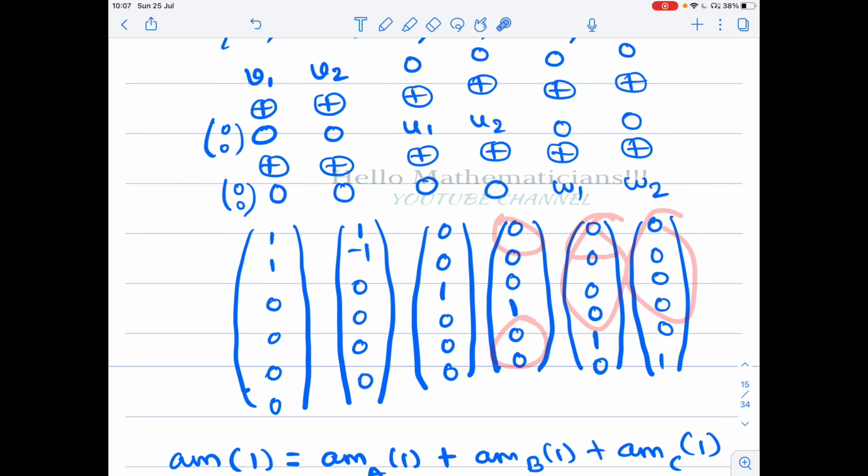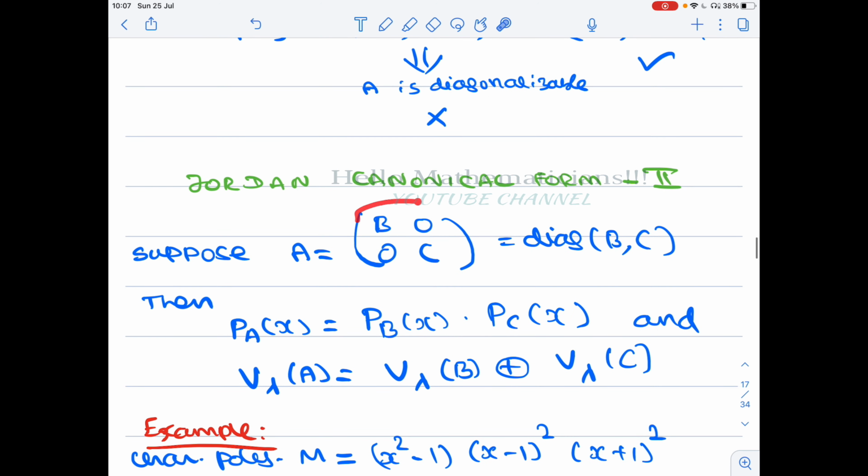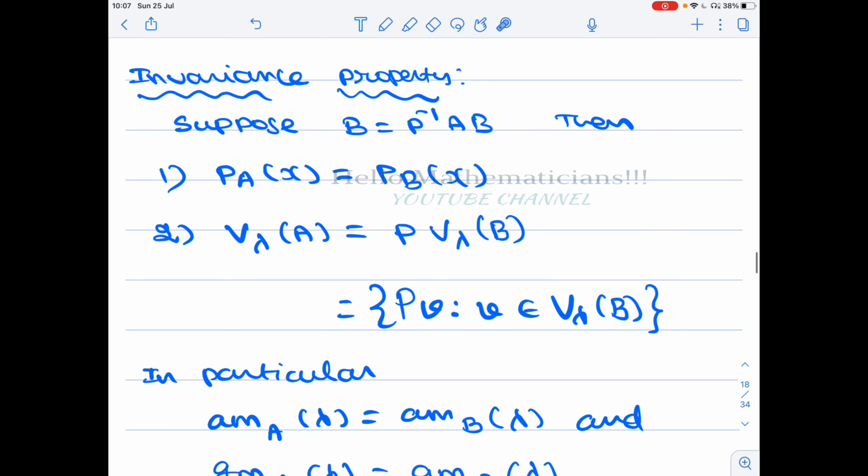Okay, so that is the idea. I hope you understand. Now we know the relation between the eigenvalues of the diagonal blocks and the eigenvalues of the full matrix, and between the eigenspaces of the diagonal blocks and the eigenspace of the full matrix. Next, we prove a very important result.